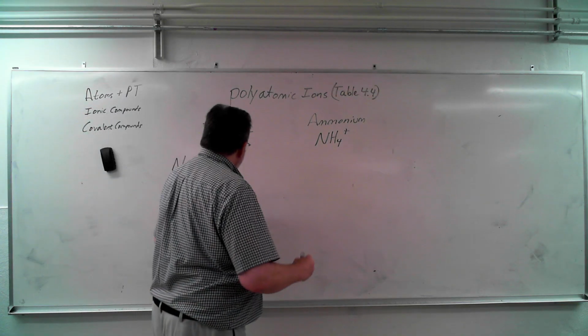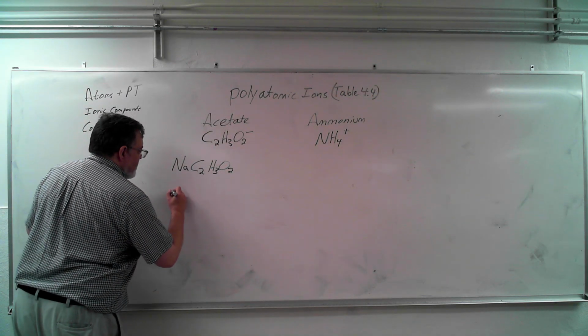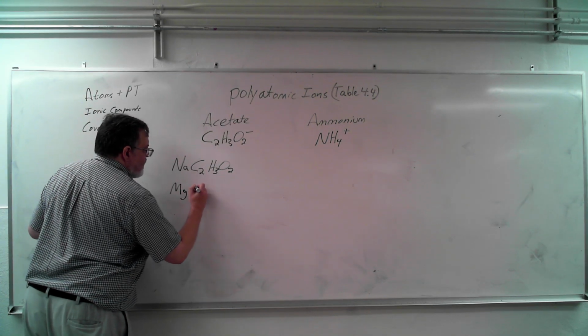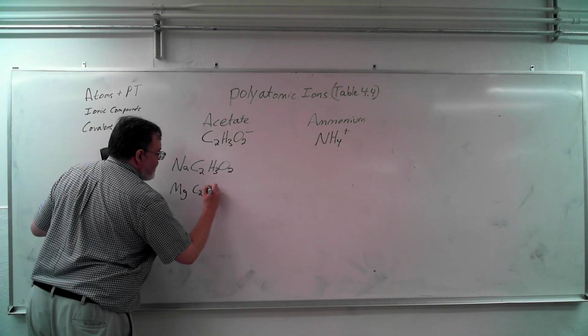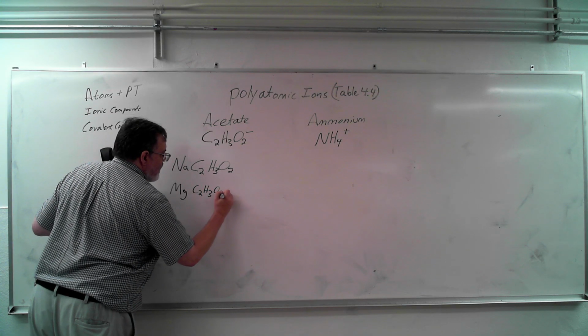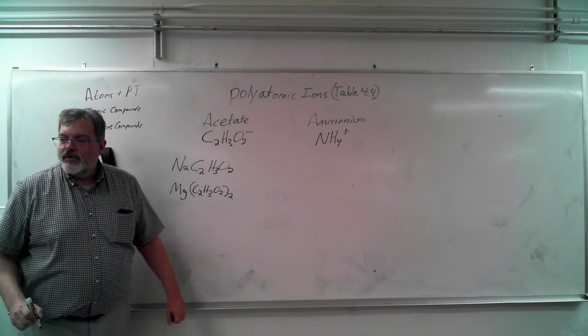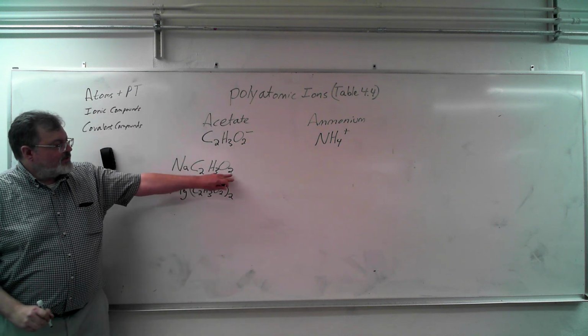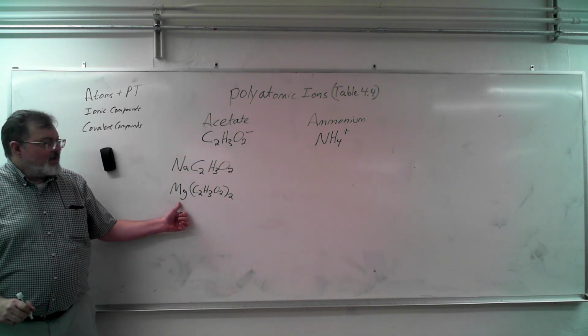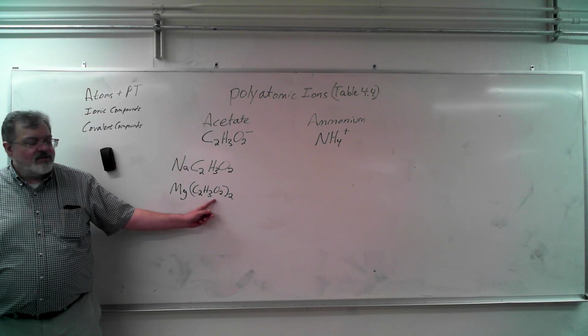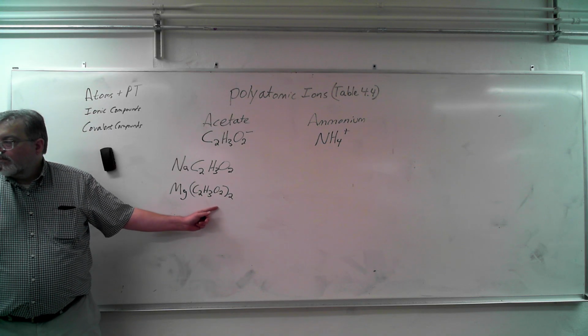And there's also such a thing as, we would do this. We put it in parentheses and then put a 2 there. Because it's -1, and magnesium is +2, so we need 2 of these. See what I mean?